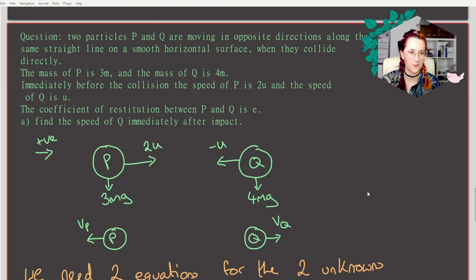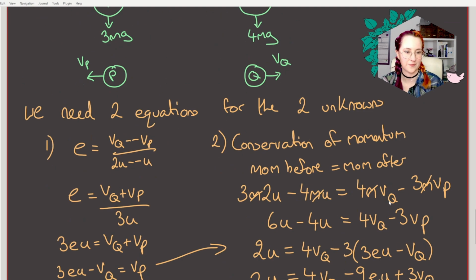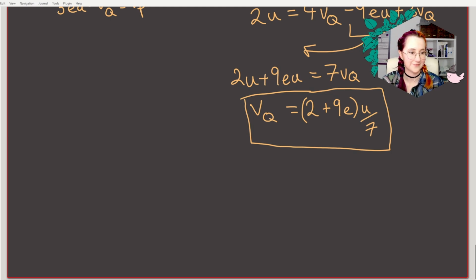So just to recap, the question was you have two particles moving towards each other. You get given the masses and the speed and the coefficient of restitution, which is a measure of how much they bounce back, all symbolically. Because there were two unknowns, we needed two equations, so we took conservation of momentum and coefficient of restitution. So that was part A.